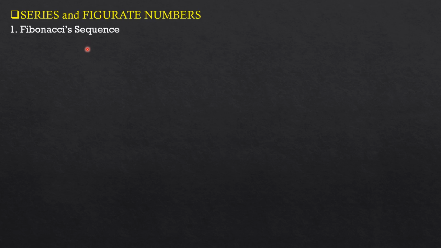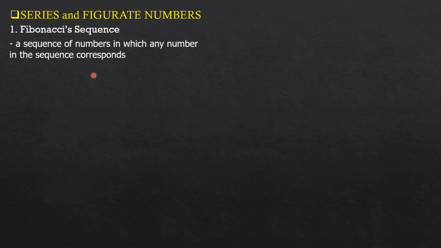So we have the Fibonacci sequence, a sequence in which the current number is the sum of the preceding two numbers. It begins with 1, 1, then 2, then 3, then 5, then 8, and so on and so forth, as long as it satisfies this definition.